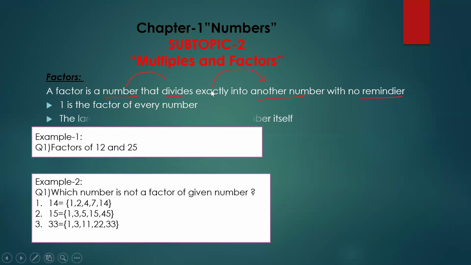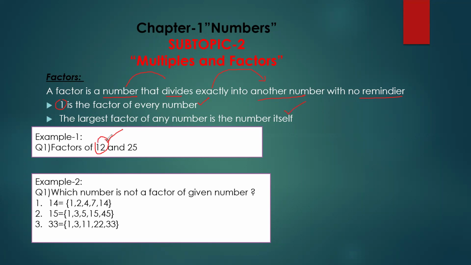Now, the two important points of factors are these. One is a factor of every number. Remember that one is a factor of every number. The largest factor of any number is the number itself. So, for example, if you want to find the factors of 12, the largest factor of any number is itself, so the largest factor will be 12.